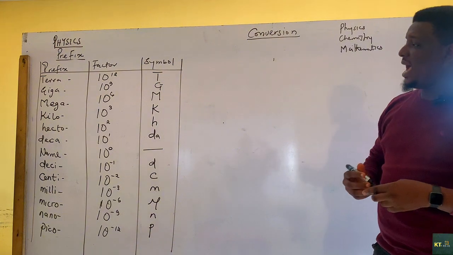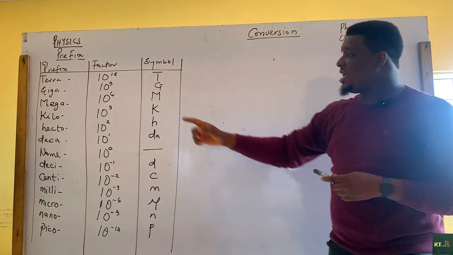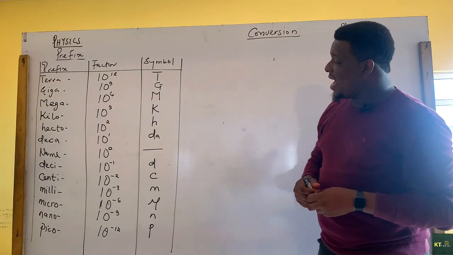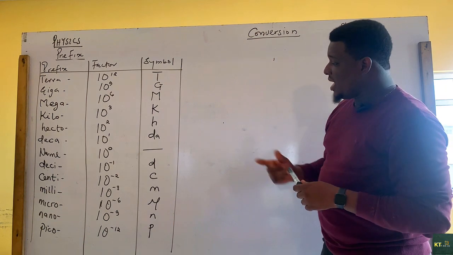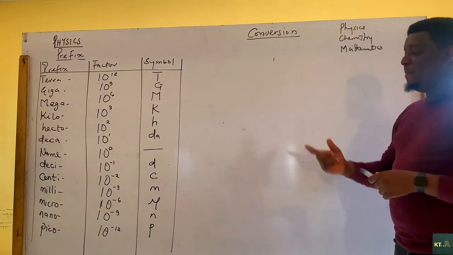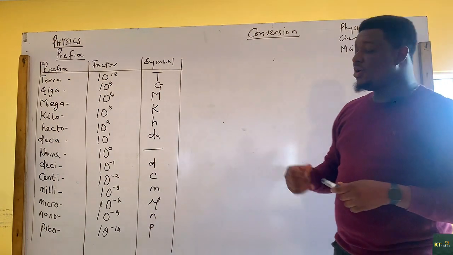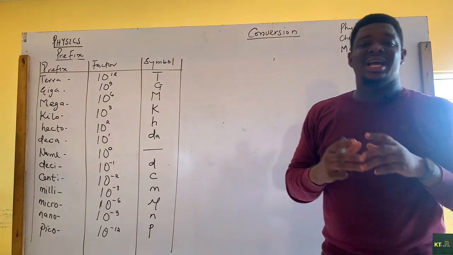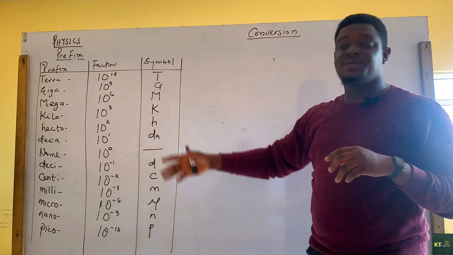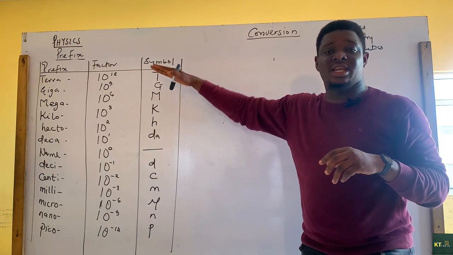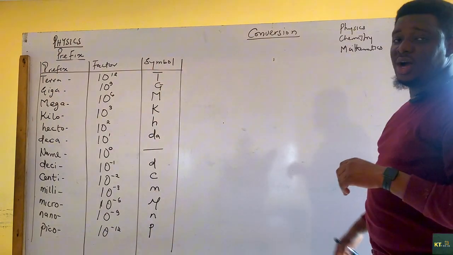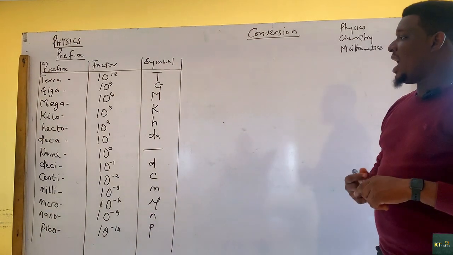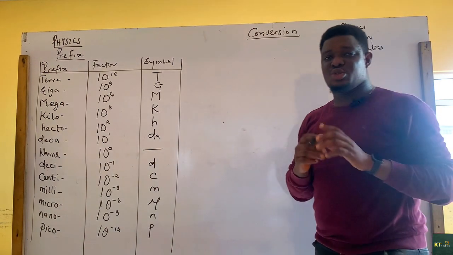As you can see, I have tera, giga, mega, kilo, hecto, deca, the base name, deci, centi, milli, micro, nano, and pico. I will advise you all to pause this video and try to make an acronym from this, because in the long run, we are going to be using this table to solve a lot of conversion problems.